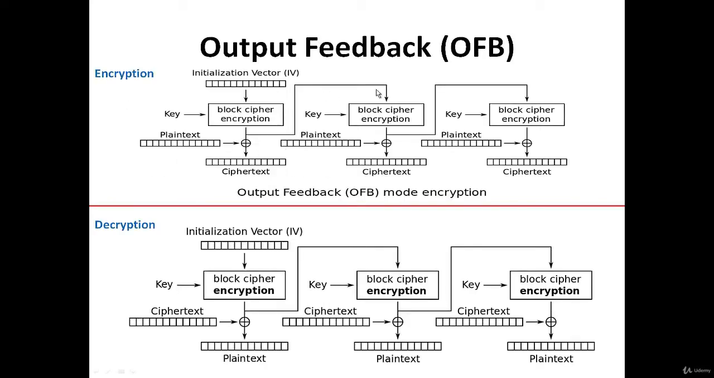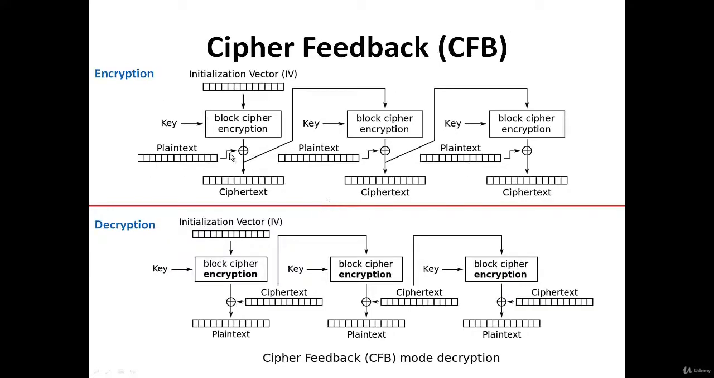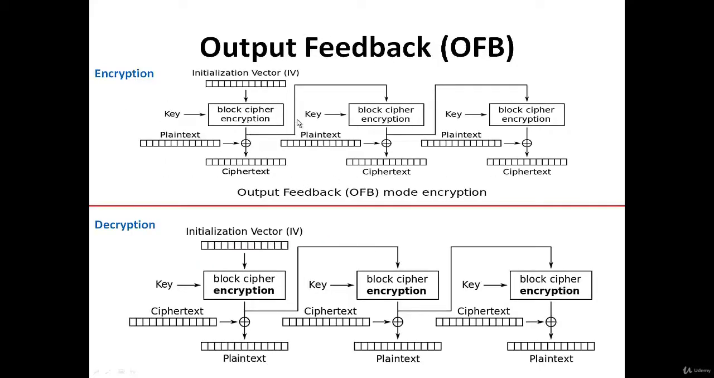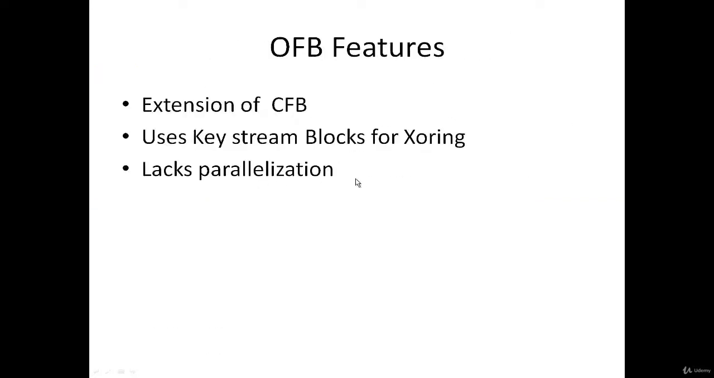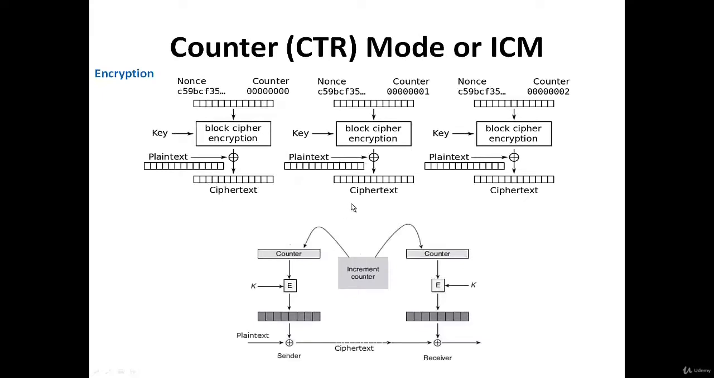Since it is an extension of cipher feedback, it is also a kind of stream cipher, and the output generated here is called the key stream. Once it is XORed with the plain text we get the cipher stream. So here we use the key stream for propagation, whereas in cipher feedback mode we use the cipher stream for propagation. It also lacks parallelization.